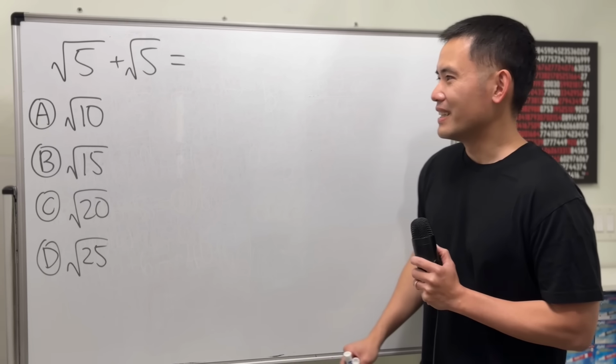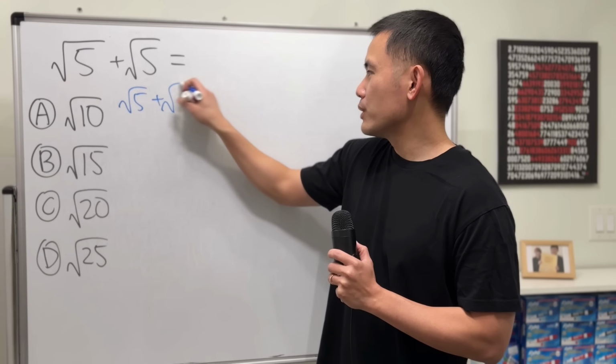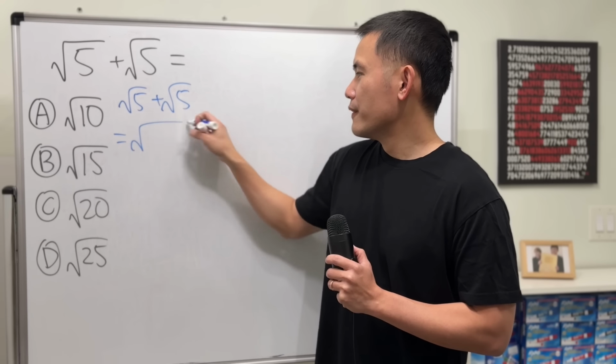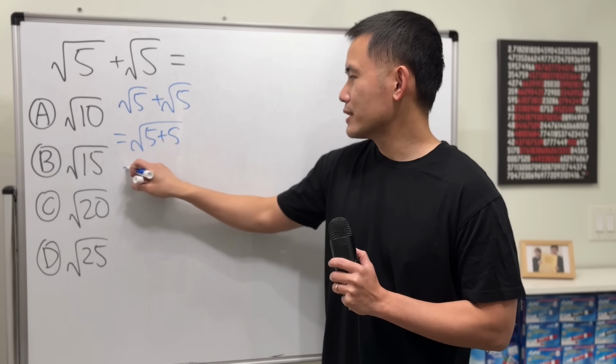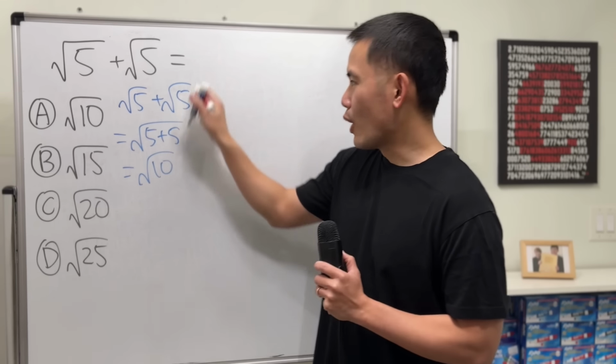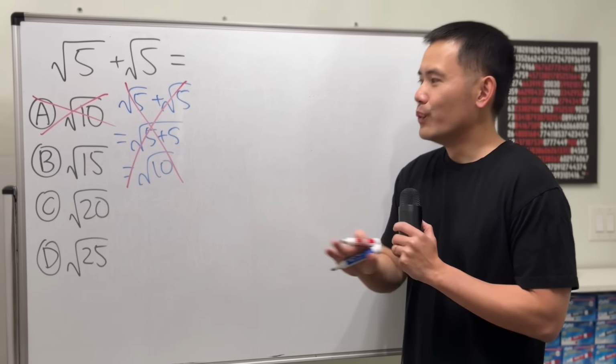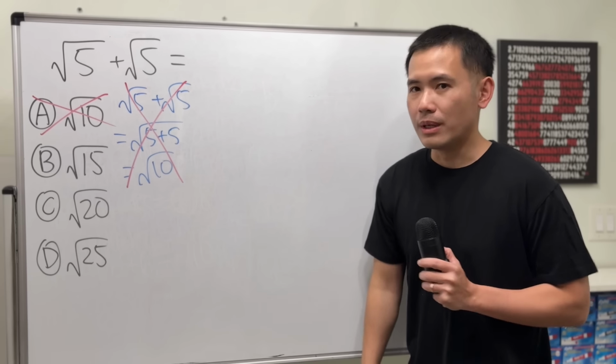Done? Okay. Of course, when you see square root of 5 plus square root of 5, 5 plus 5 on the inside is just 10. So that should be square root of 10, right? No. This right here is very incorrect. We cannot do that when we are adding square root numbers.